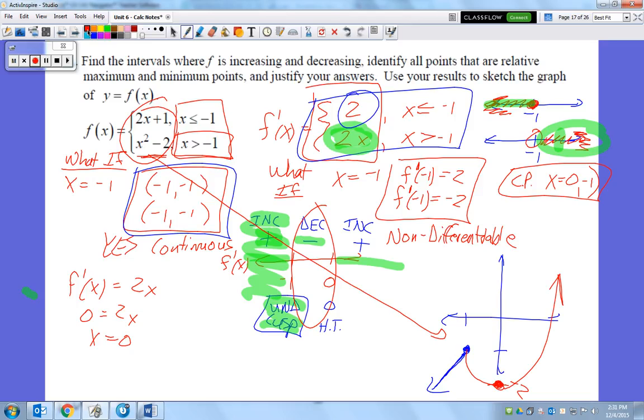And then the next one will be relative max at x equals -1, because f prime of x changes from positive to negative. Please put f prime. And then relative min at x equals 0, because f prime of x changes signs from negative to positive. Are you with me? And then the last part, no, that's it.